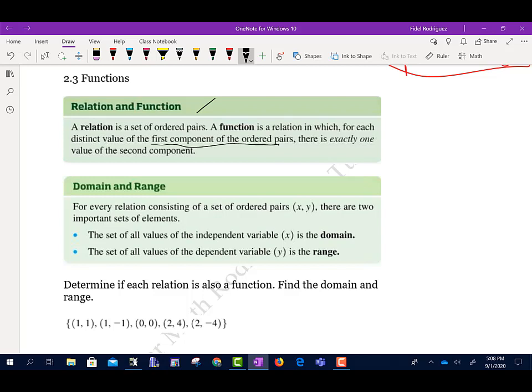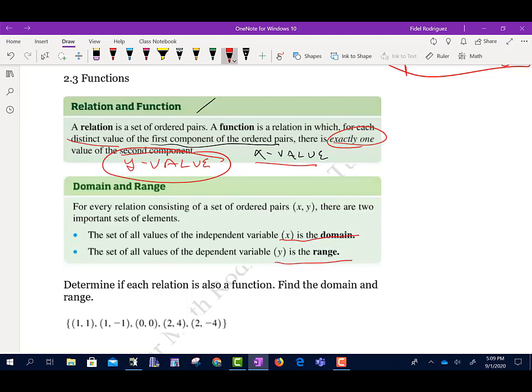The first component of the ordered pairs usually refers to the x value, and the second component is going to be our y value. So what that means is that for each distinct x value, there is exactly one y value. Okay, so it says for every relation consisting of ordered pairs x and y, there are two important sets of elements. The set of all the values of the independent variable x is the domain, and the set of all the values of the dependent variable y is going to be the range.